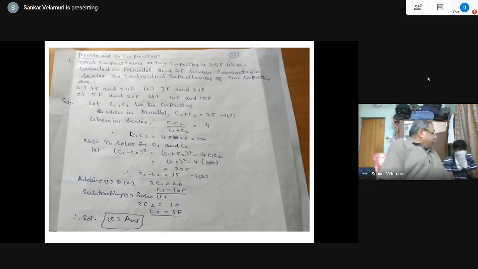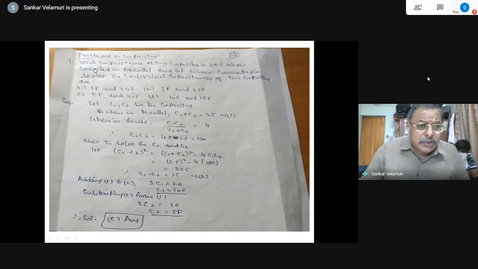So the question is: the total capacitance of 2 capacitors is 25 farads when connected in parallel and 4 farads when connected in series. The individual capacitances of the 2 capacitors are, given 4 multiple choice answers: A is 1 farad and 24 farads, second is 3 farads and 21 farads, then 5 farads and 20 farads, and 10 farads and 15 farads.